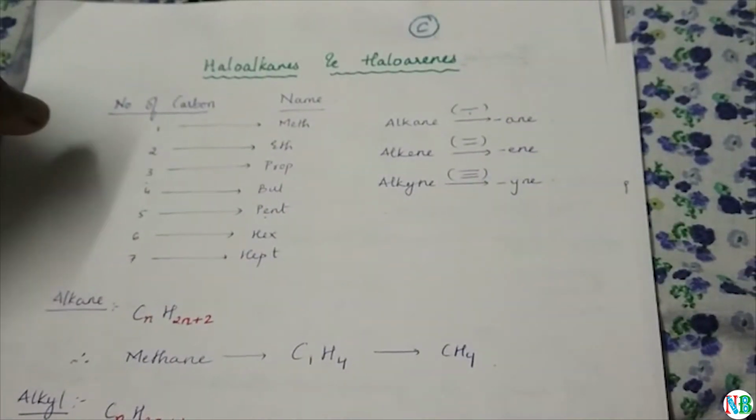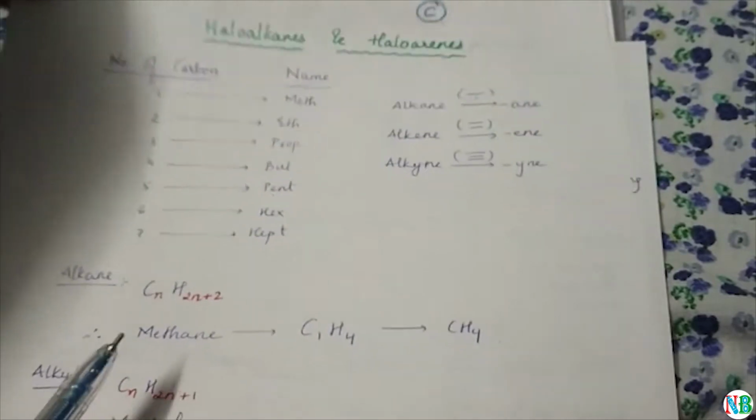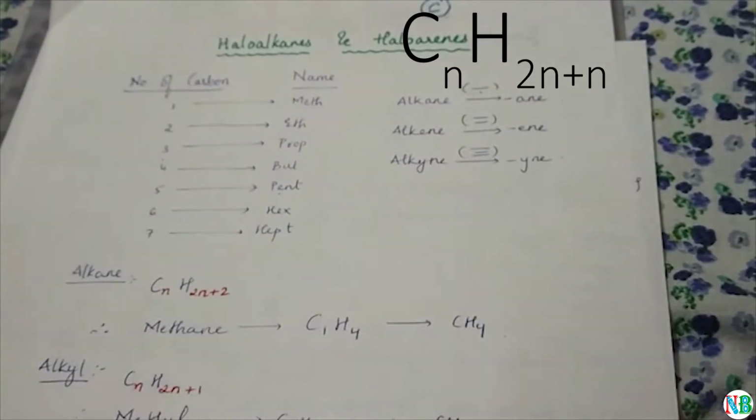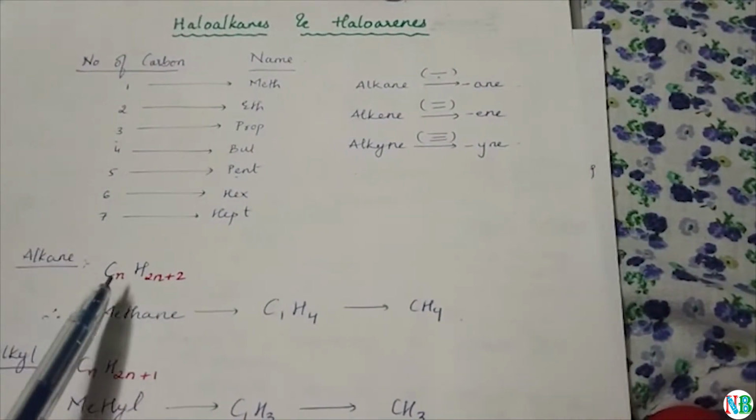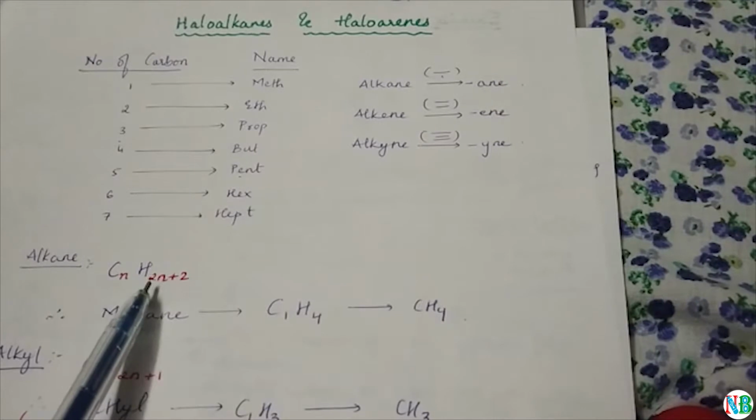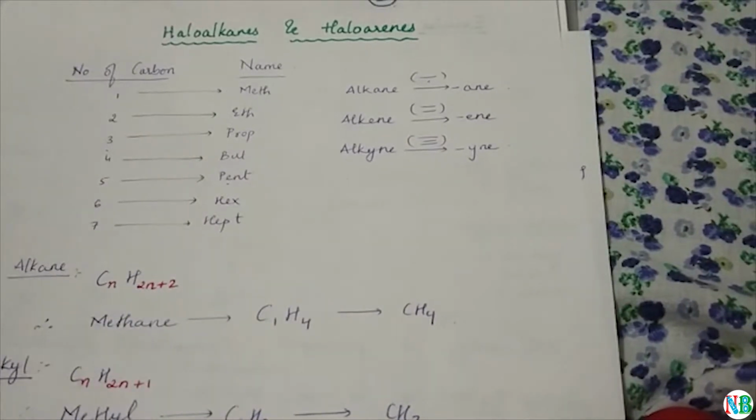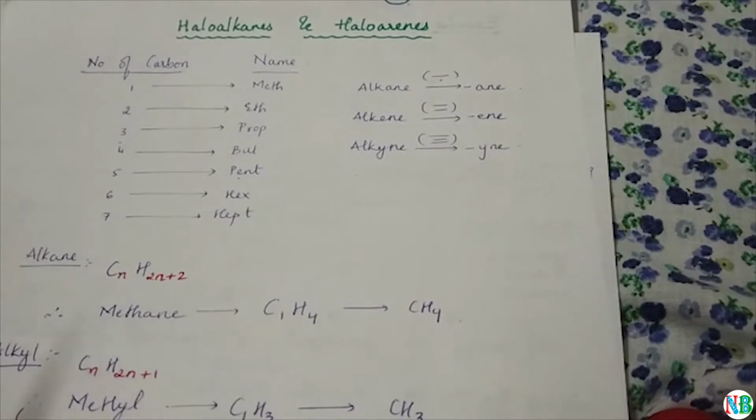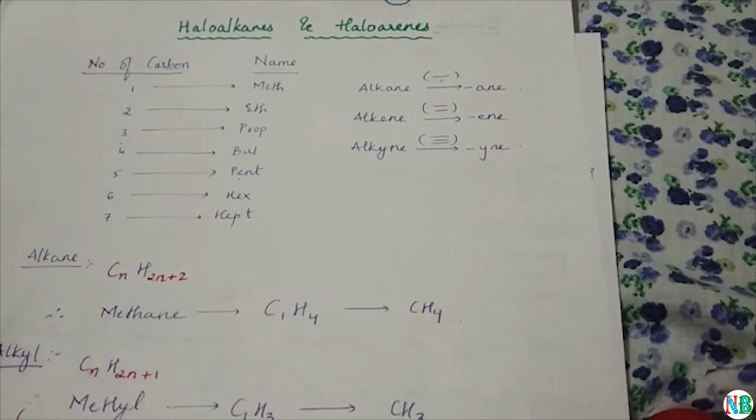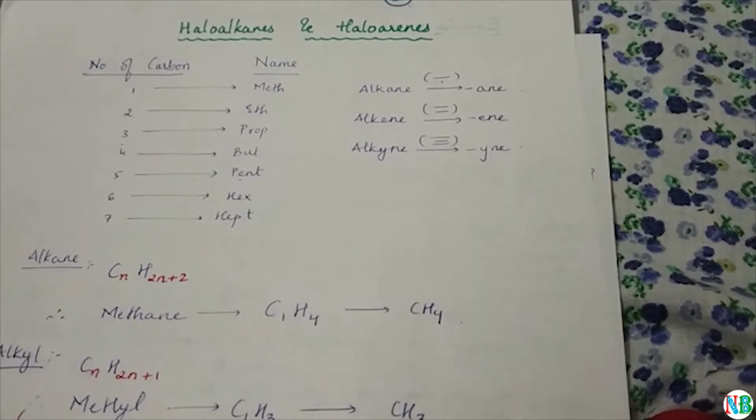We'll focus a little bit on what alkanes are. Alkanes have the formula CnH2n+2, which means there are n carbons and 2n+2 hydrogens. Alkanes are basically made up of carbons as well as hydrogens. They do not contain any other element. If they contain any other element, that element becomes a functional group.